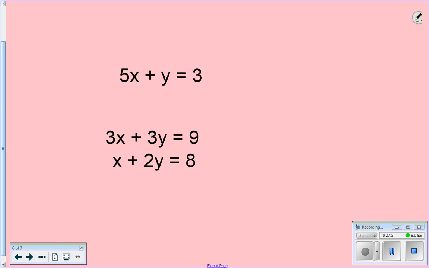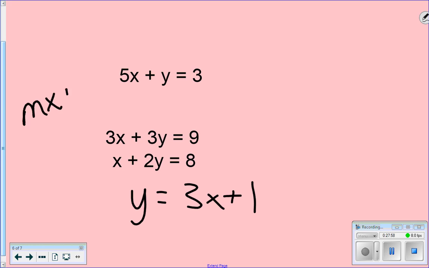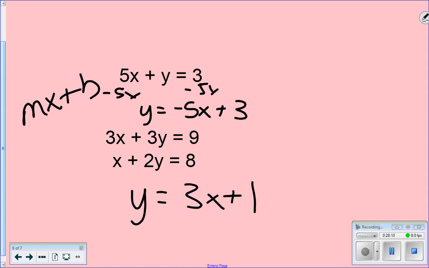If it looks like this already, there's nothing you have to move because it's already in this form. So it'll be y equals negative 5x plus 3. Okay? All right, so why don't you get your homework out and let's look at the book, okay? Because I want to talk about it.